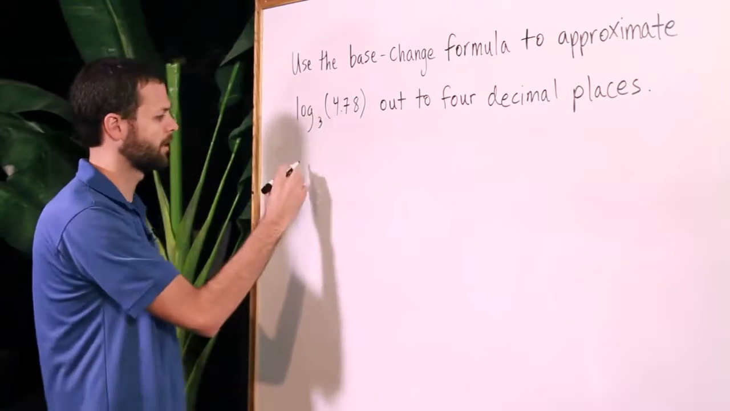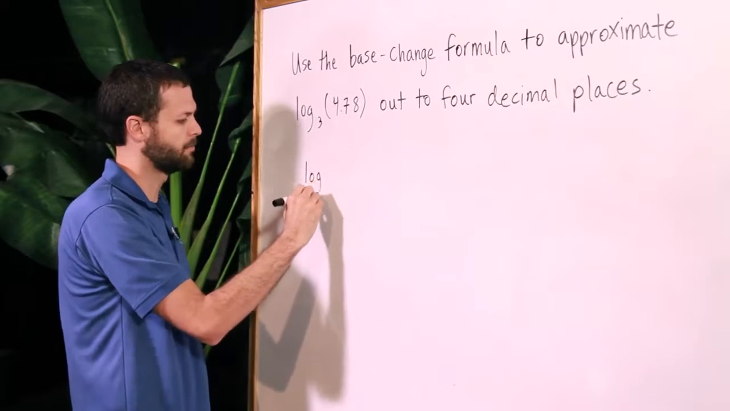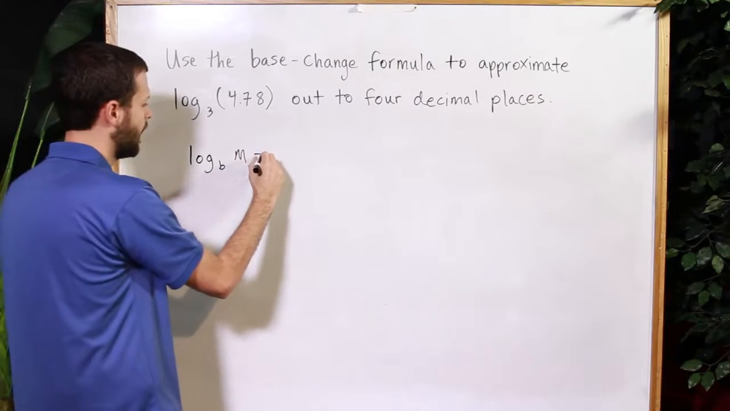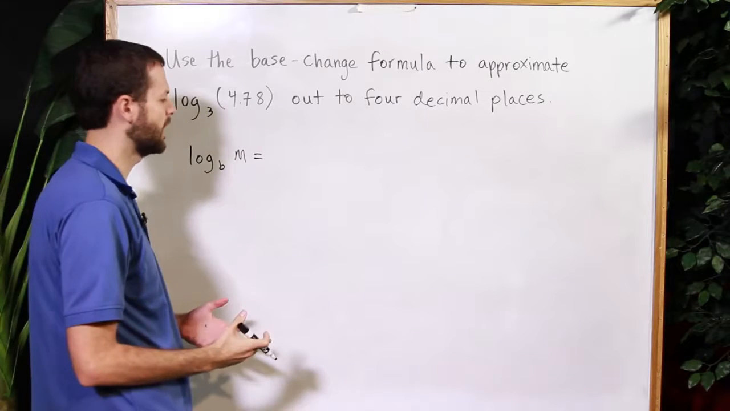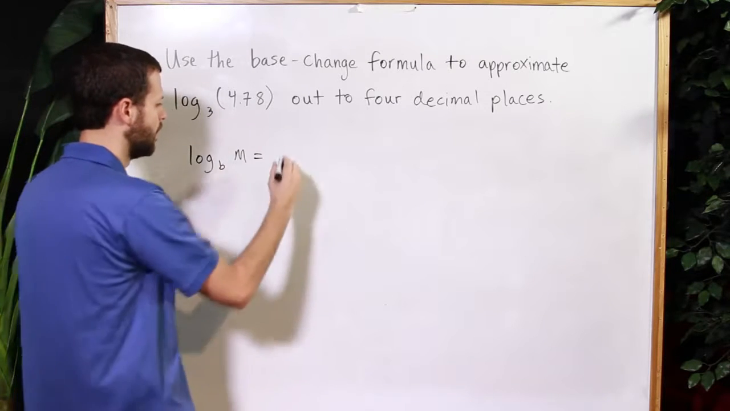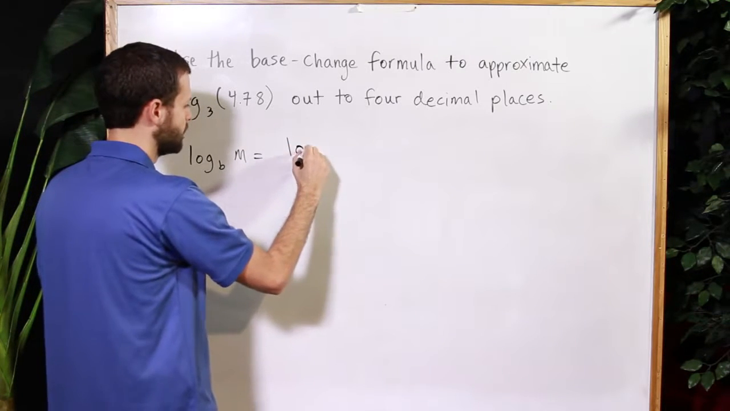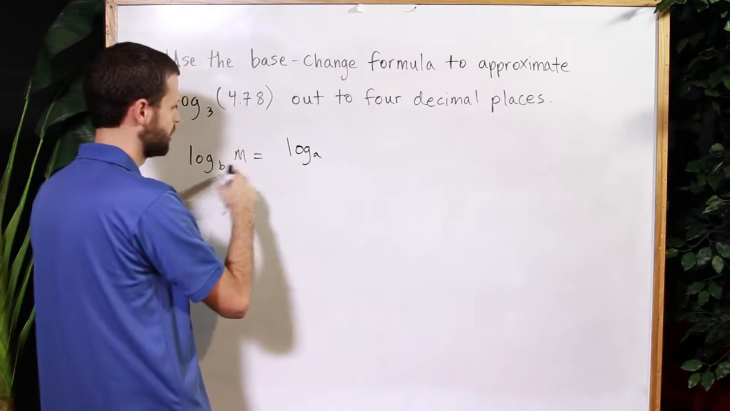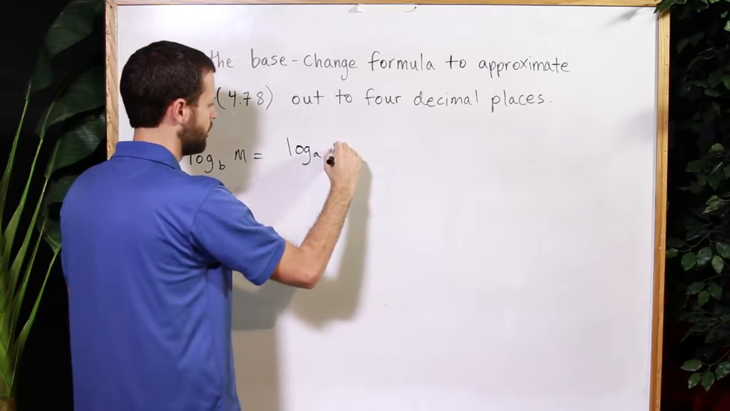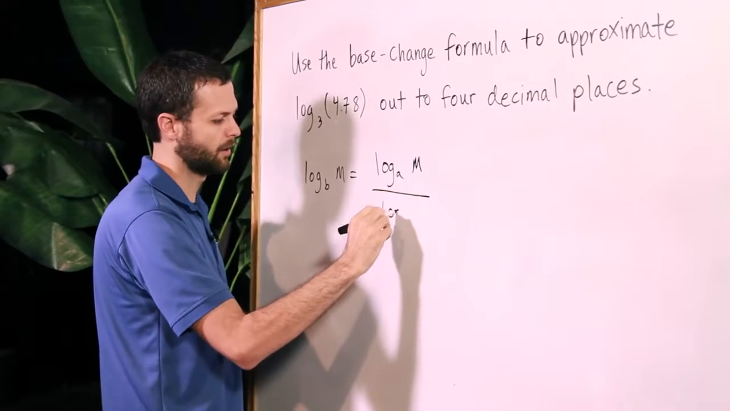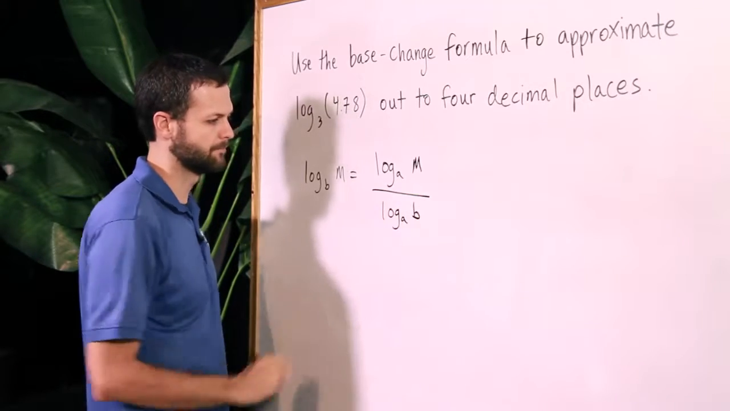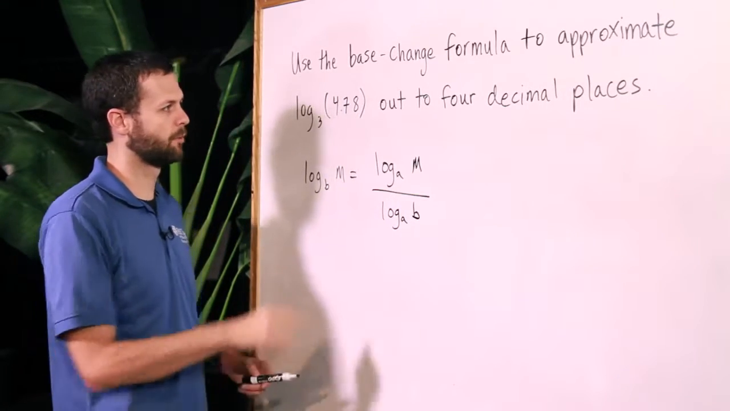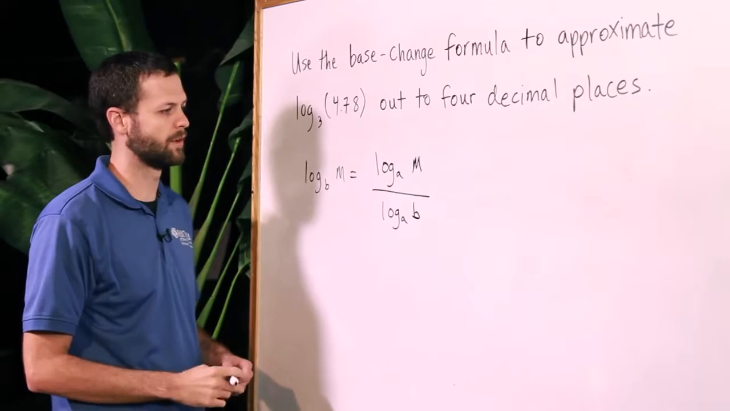Remember that for any logarithm, log base b of m, I can rewrite this in terms of any other base that I want in the following way. I can change from base b to base a: log base a of m over log base a of b. So let's use this to help us approximate log base 3 of 4.78.